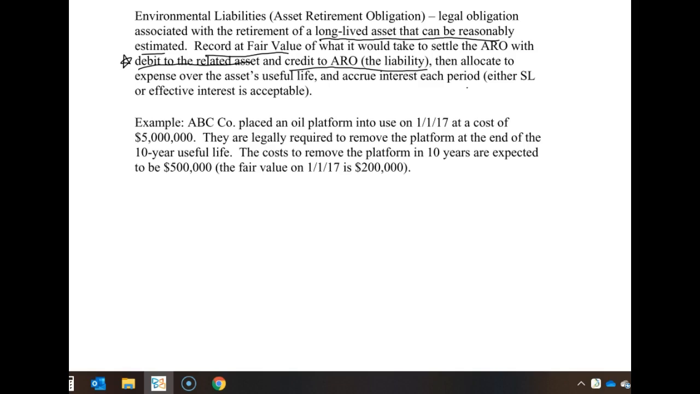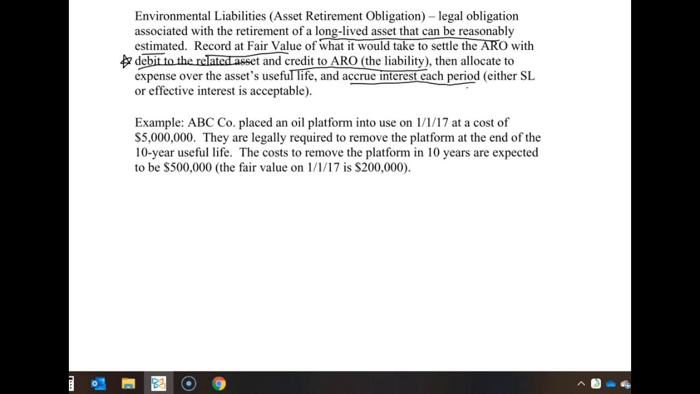Then we're going to allocate the expense over the asset's useful life, meaning we're going to depreciate it with the asset. We're also going to accrue interest each period, and this is going to increase the value of the ARO from its fair value at the time up to what we expect it to be in the future. Let's put some numbers to this and make some sense out of it.